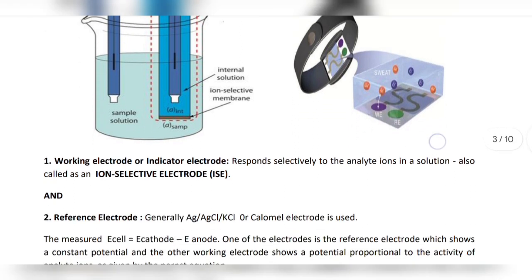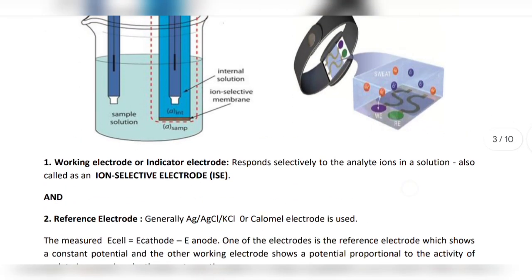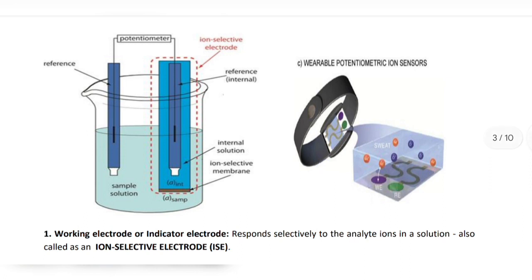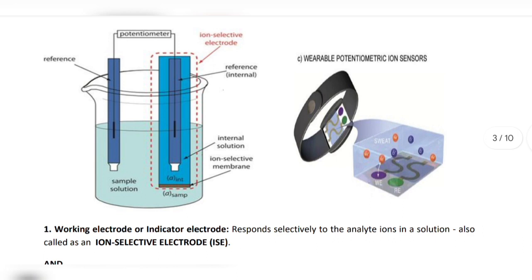Okay, then the measured EMF: by connecting these two electrodes, an EMF, a potential difference, is obtained. Here in this case, the reference electrode is generally a silver chloride potassium chloride electrode, or a calomel electrode can also be used. And the ion selective electrode and its components we will discuss later.